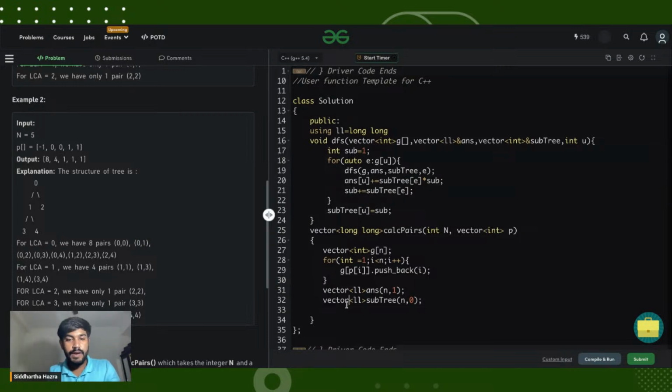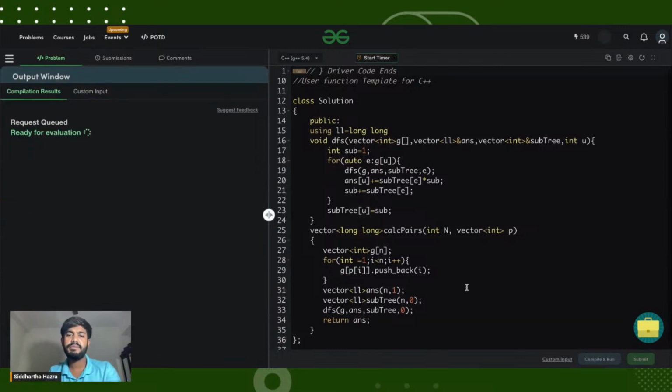Okay, so now I would be calling the dfs function of g comma answer comma subtree comma, we would start from the root node and then we would return the answer. This is this easy. You don't really need to find the LCA or something.